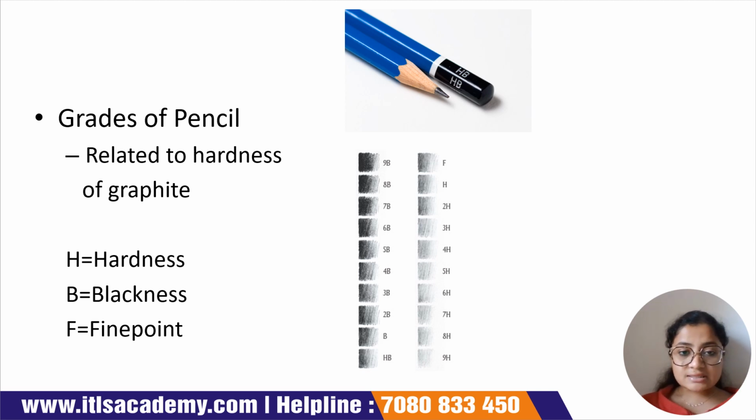Now talking about the different types of pencils that can be used. Not necessarily will the handwriting be by pen only, it can be by a pencil also. Talking about pencils, there can be different grades, which are related to the hardness of graphite. We all know that the tip of the pencil is made up of graphite. So here we have 3 points that we need to remember: H for hardness, B for blackness, and F for fine point.